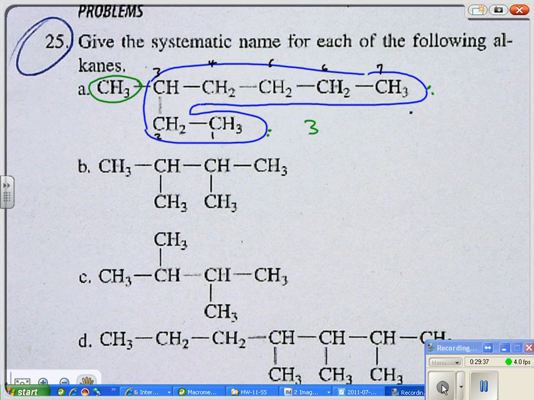Are there 2 of the same number on number 3? Okay. How many are on number 3? Just 1. So we put 3. What's the name of the group? Okay, methyl. And how long is the chain? 7. So the longest chain is 7. How do we name the final name? Heptane, absolutely. Tina, does this make sense?